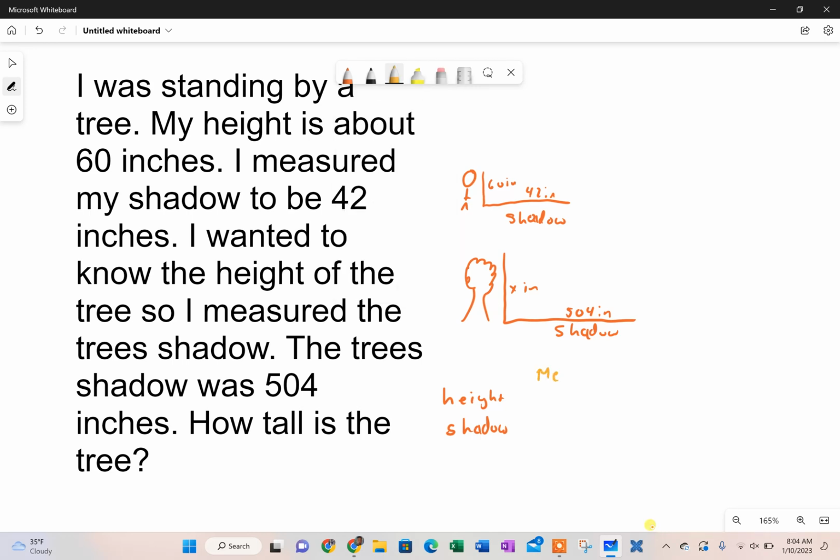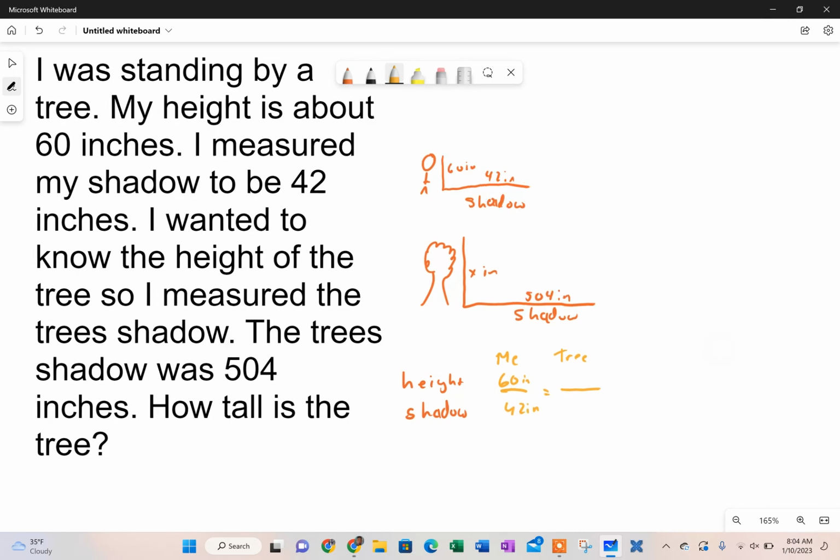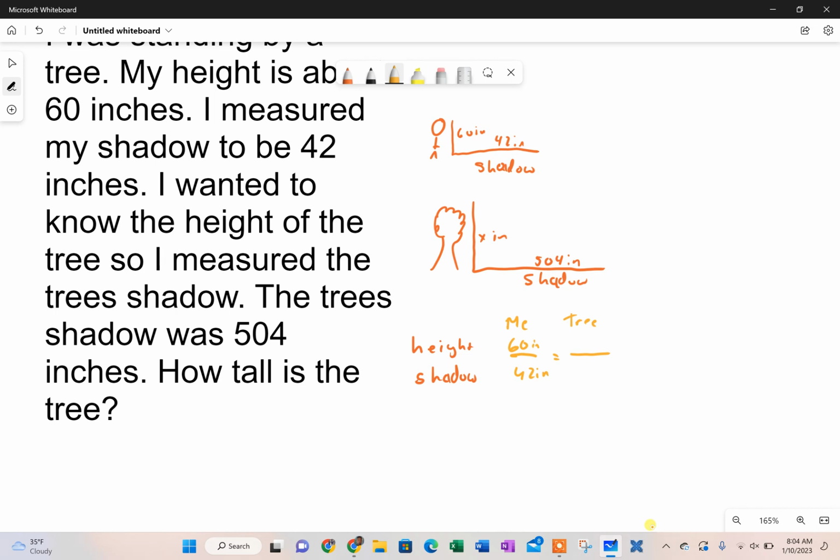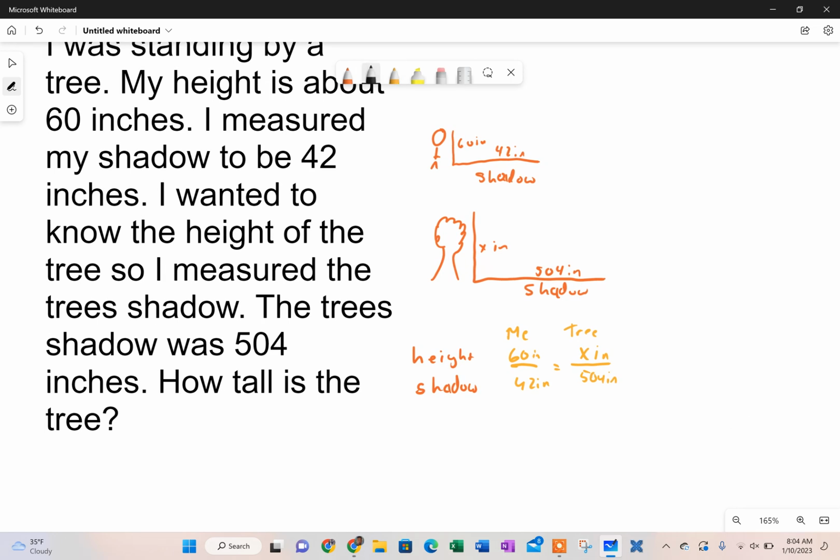Me and a tree. So my height is 60 inches, and my shadow is 42 inches. I don't know what the tree's height is, so I'm going to call that x inches. And the shadow is 504 inches. So once again, now that we're here, I'm going to cross multiply. 42 times x is 42x.